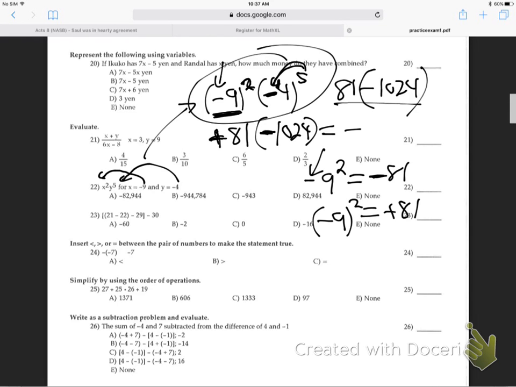Good on all that? All right. So this one is just hit the buttons on your calculator, right? I think that's pretty easy. Just do it on your calculator.